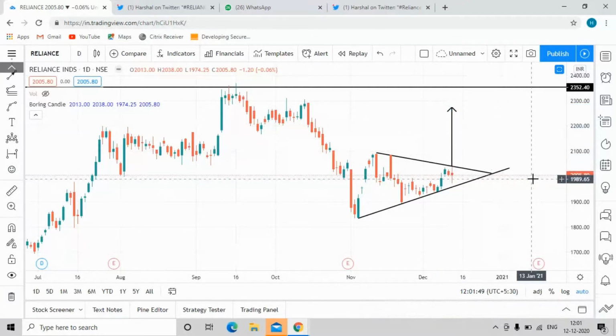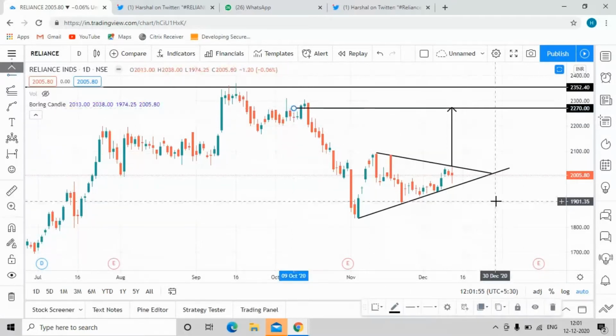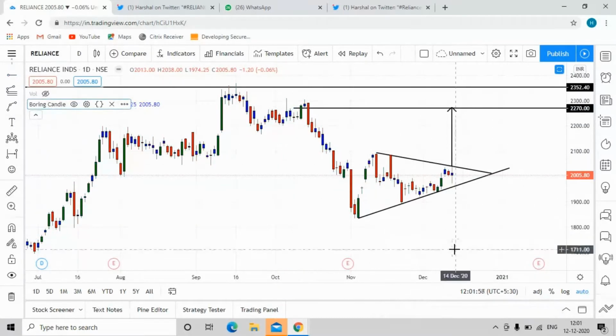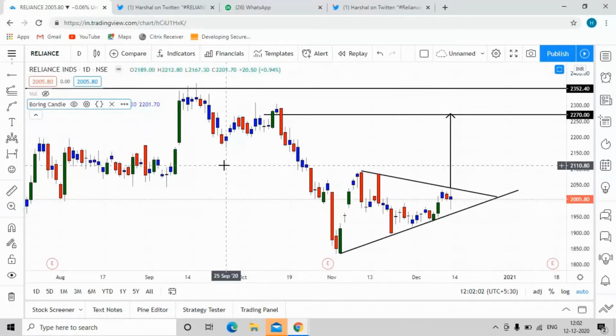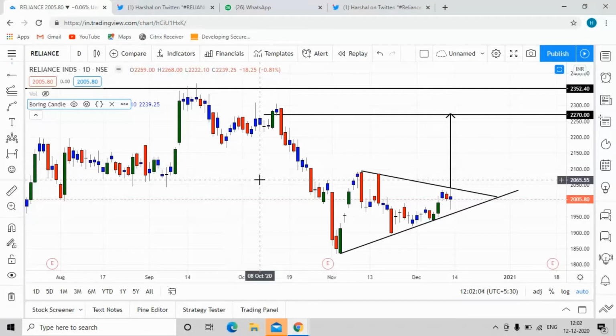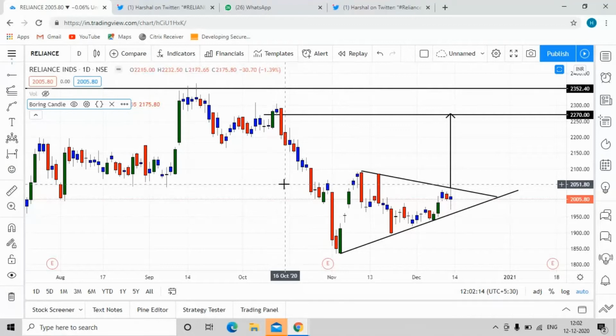Now let me again draw a horizontal line over here. Yeah, this one. If I activate my boring candle, so if you have seen my demand and supply video, the one which I follow, there is this green, blue, red, red. So ideally I call it rally, base, drop, drop.